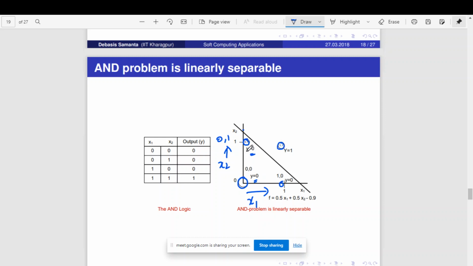So now these are the 4 points: 1, 2, 3 and 4. Now these data points, are they linearly separable or not? So what are the outputs? One is 0, another one is 1. So all these are zeros. This alone is 1. Is this linearly separable?